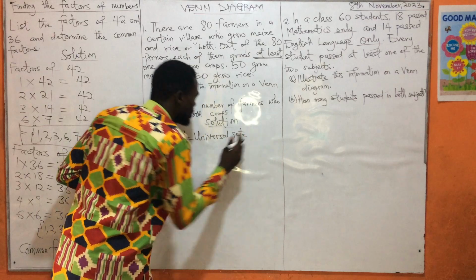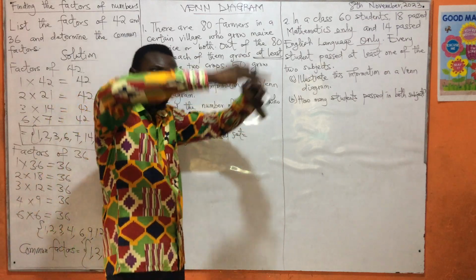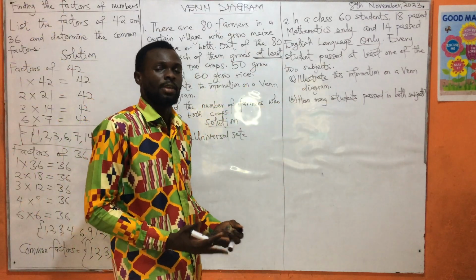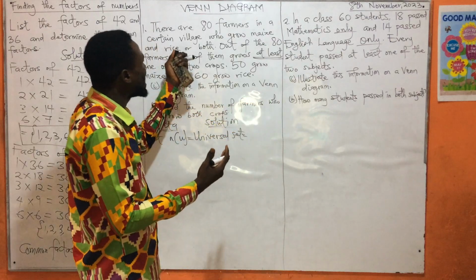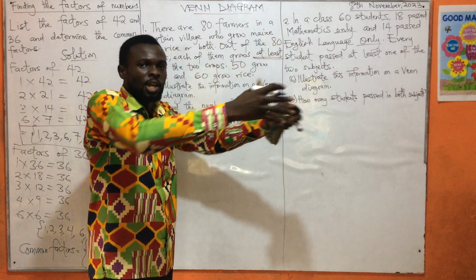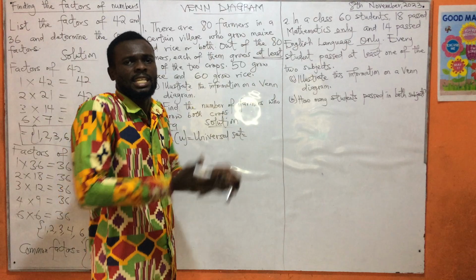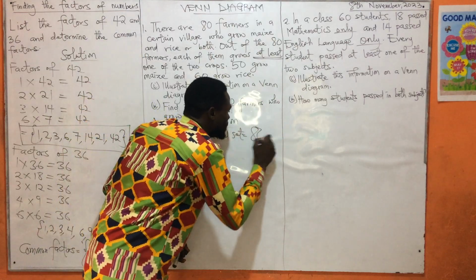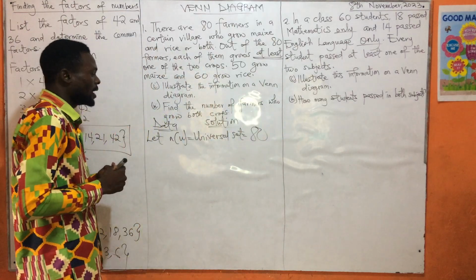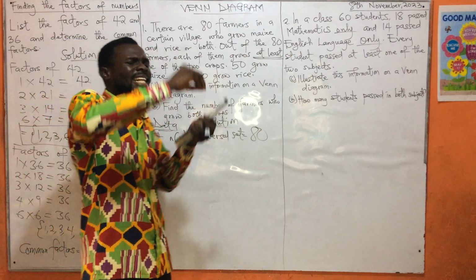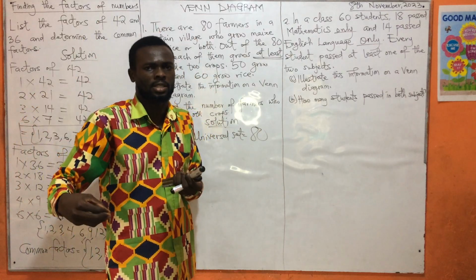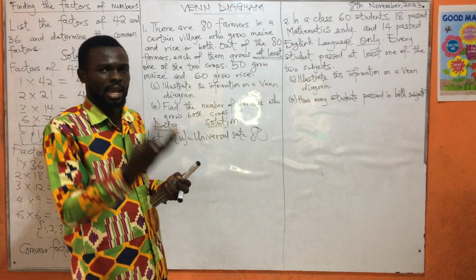From the question, the universal set is the total number of people involved. Here they said that there are 80 farmers, so the total number of farmers involved is 80. That is our universal set. Then you ask yourself, what are the crops being mentioned in the question? They've mentioned maize and rice.